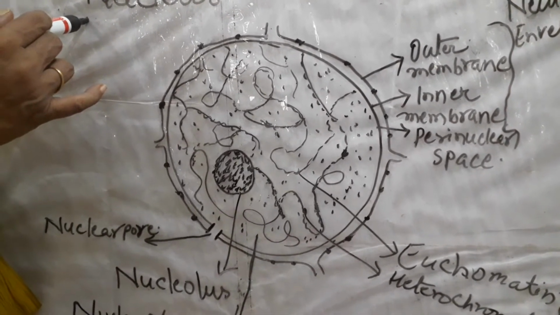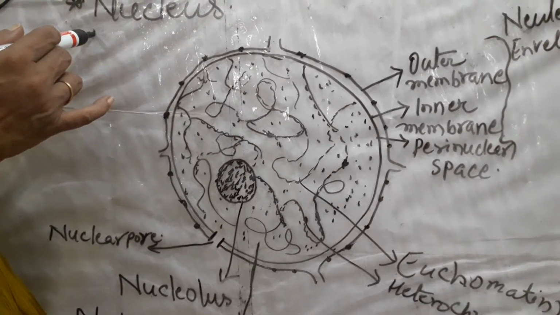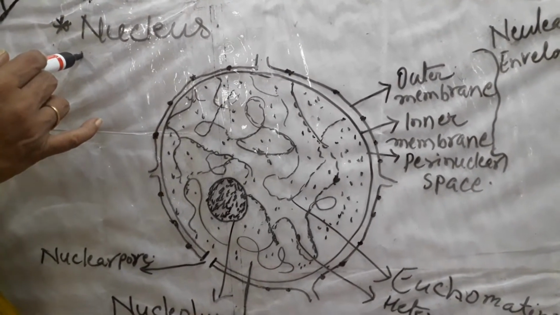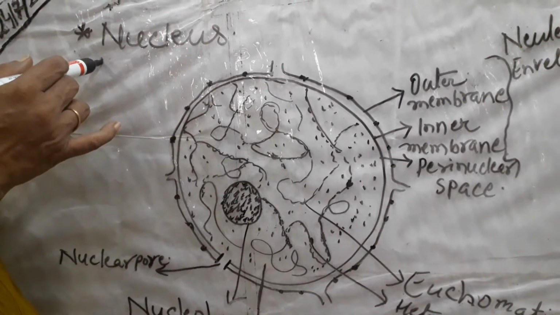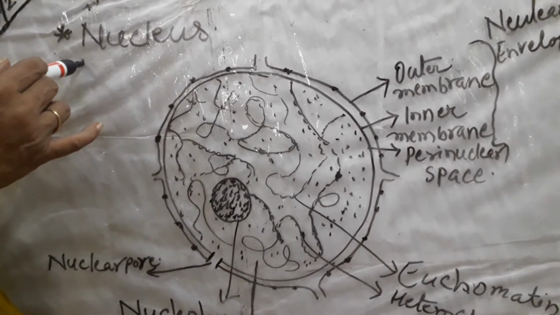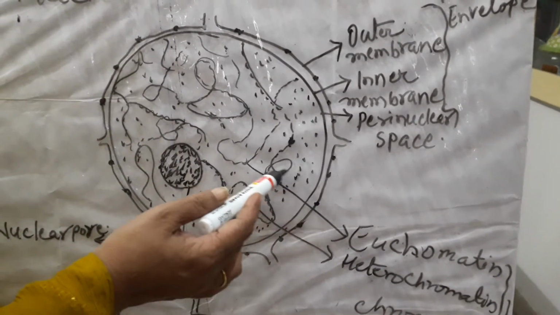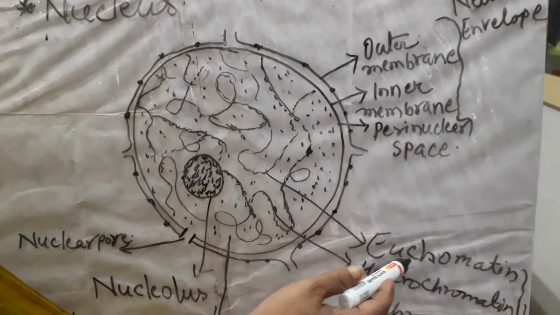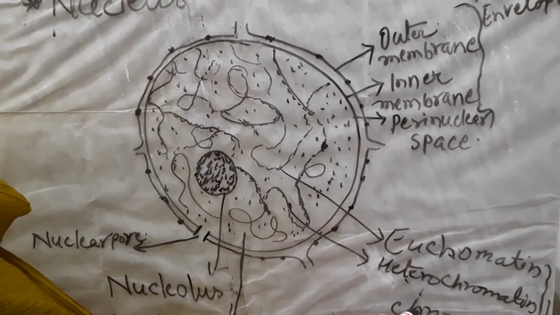The interphase nucleus, that is the nucleus of a cell when it is not dividing, has highly extended and elaborate nucleoprotein fibers called chromatin. Here we are showing euchromatin and heterochromatin, both of which are known as chromatin.